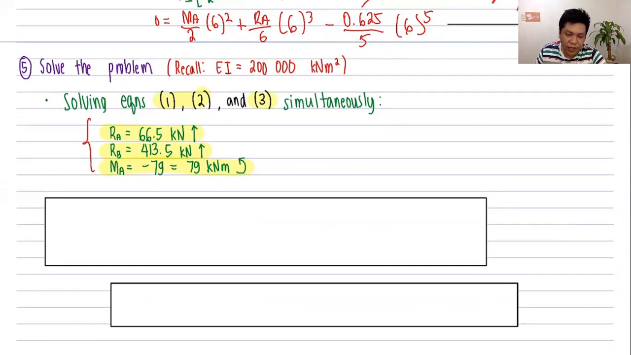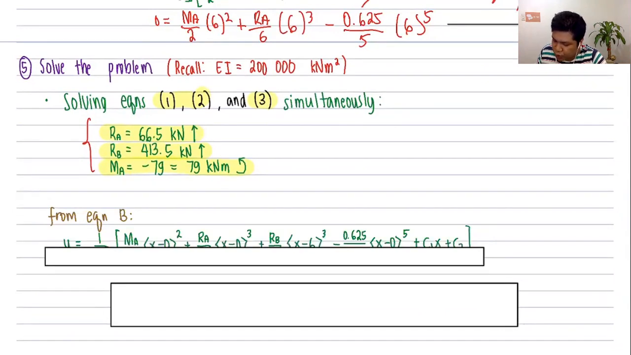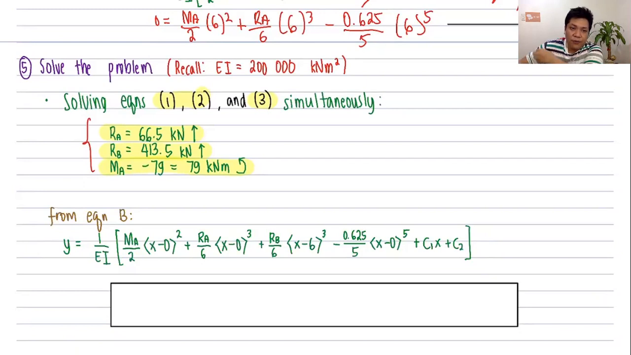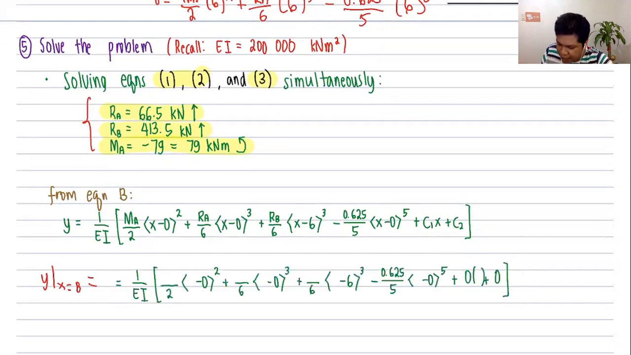The second question is the deflection at the free end. So we are being asked to solve for the deflection at the free end, and I can use equation B in order to solve for the deflection. I can already substitute the values for MA, RA and X. So Y, what is Y, at X is equal to 8? It's X equal to 8 because that is the location of the free end which is being asked in the problem. So I'll just copy equation B but substitute the necessary values.